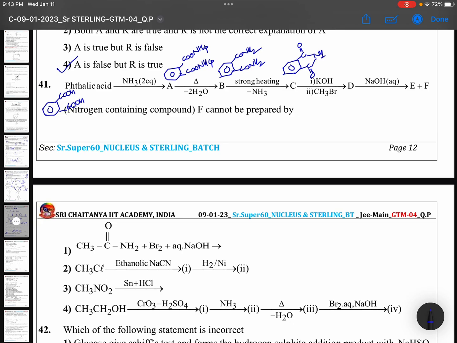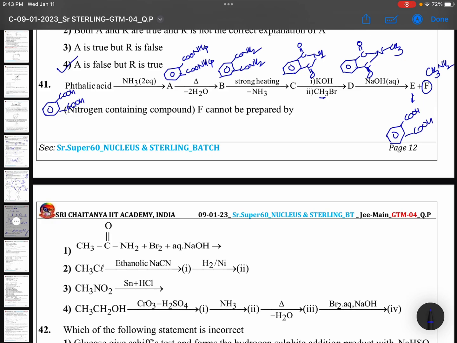KOH, this hydrogen will go, CH3Br is coming, so this will become C double bond O, C double bond O, N, CH3. Then after hydrolysis of this, you will be getting the nitrogen-containing compound F. F is nothing but CH3NH2. E is nothing but phthalic acid again.